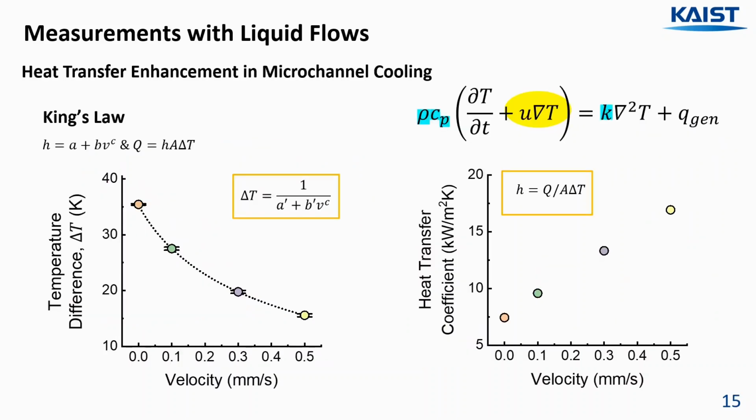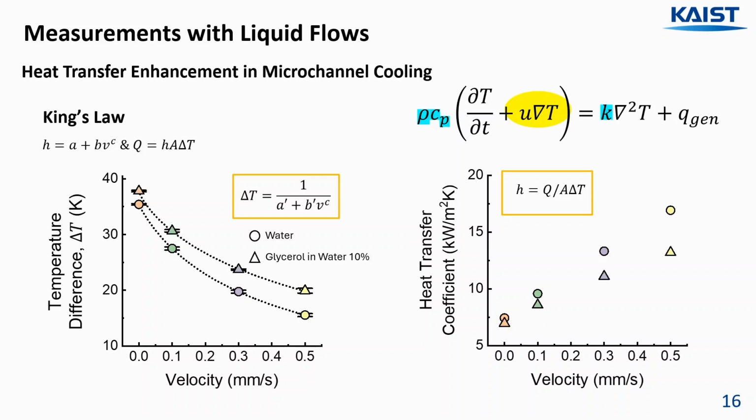in the microchannel. On the left, we used the well-known equation King's law, which is typically applied in gas flow measurement, to fit the temperature data. As the velocity increases, the temperature difference decreases. This is because the convective heat transfer becomes more dominant with higher flow velocities, enhancing the cooling effect. And on the right, we calculate the heat transfer coefficient based on the input power Q and heat exchange surface area A and the measured temperature difference, delta T.